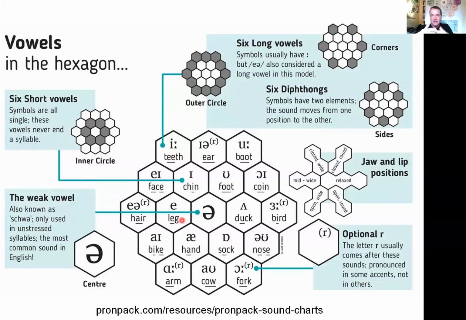If you're doing an exploration of the chart with students, it's good for them to have mnemonics. What do these sound like? For example, the oo, oo, oo sounds a bit like a chimpanzee, right?